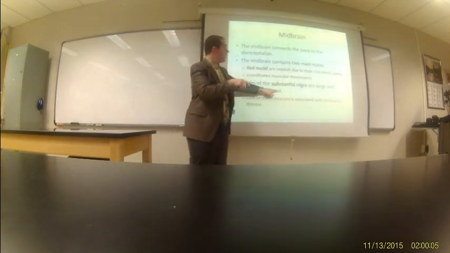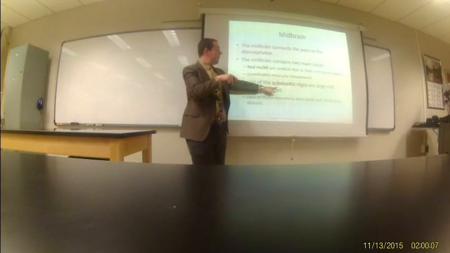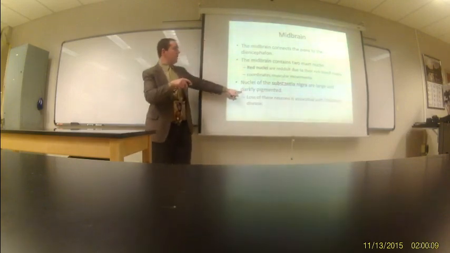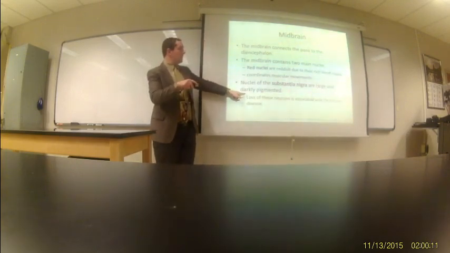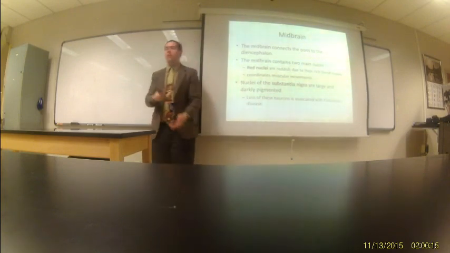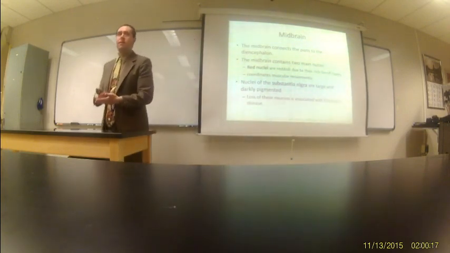The other nucleus in the midbrain is the substantia nigra. They're very large and darkly pigmented. They're not red. They don't get nearly as much blood.